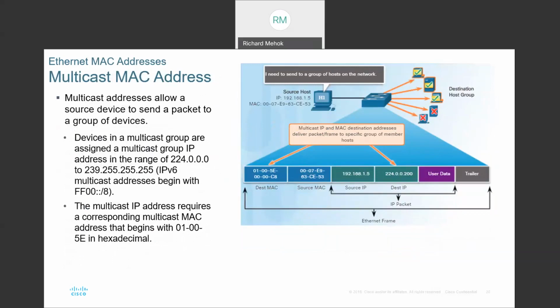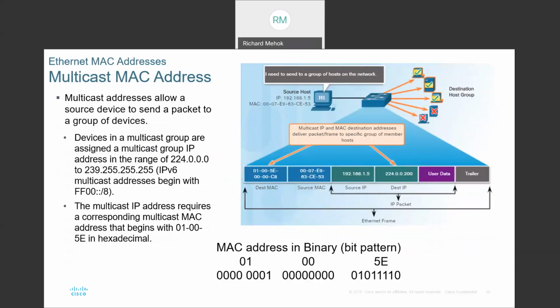Multicast starts in the IP range 224 to 239. If we know our subnet mask, we know 128, 192, 224, 240. So 224 to 239 is a range within our subnetting. And the multicast address starts with 01005E at layer 2.